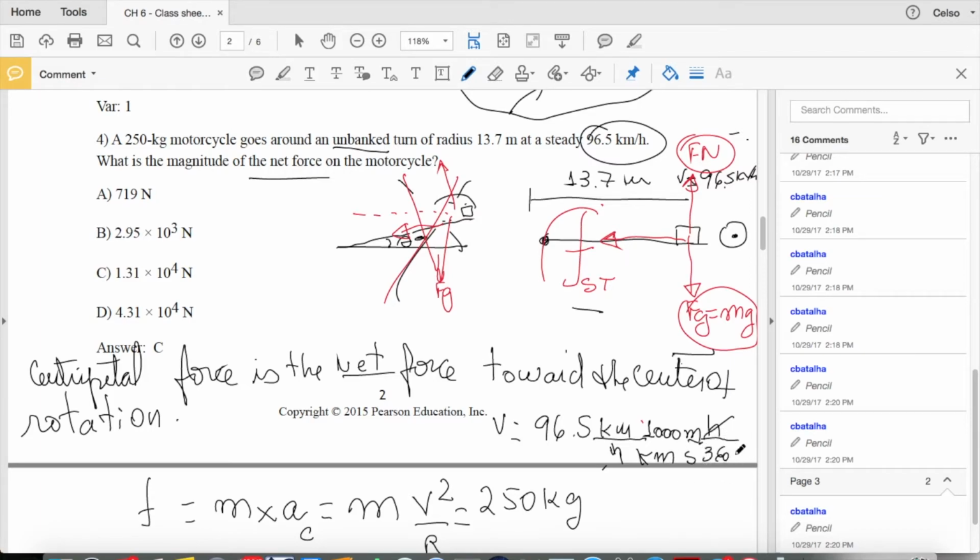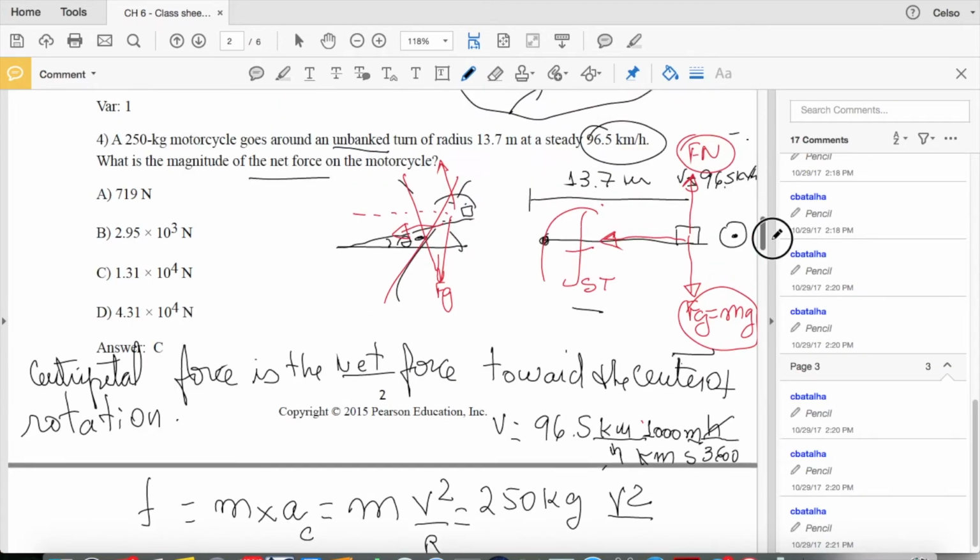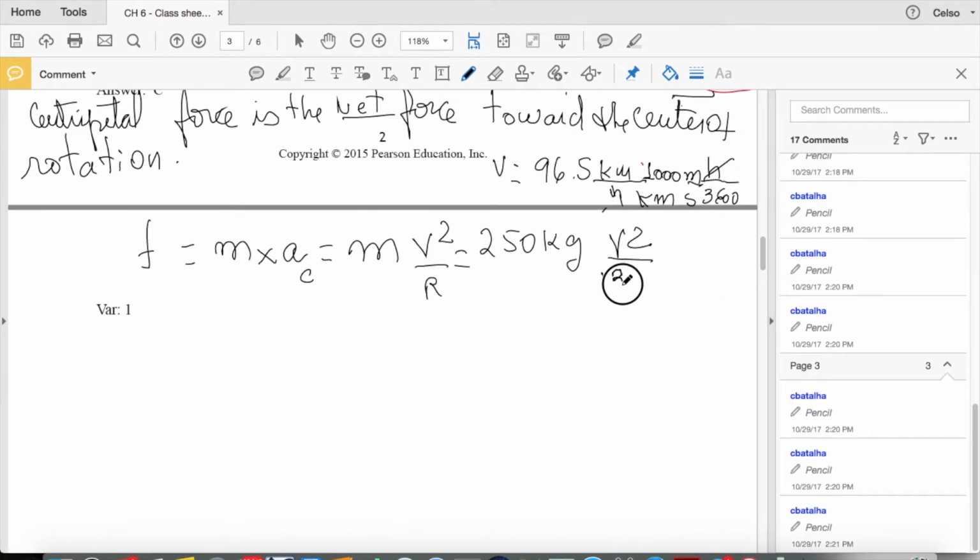And then I do that, right? So then I convert my speed to meters per second, square it, and divide by the radius, which is given, 13.7 meters. And then I can have whatever it is in Newtons.